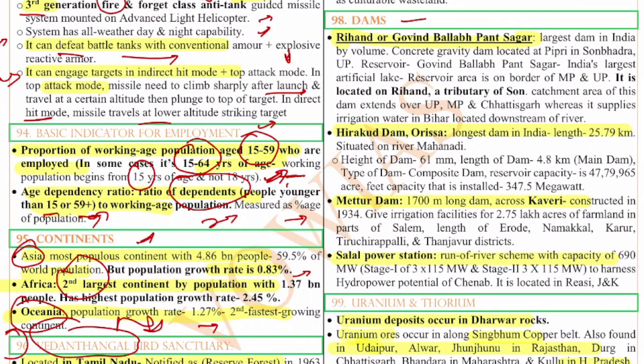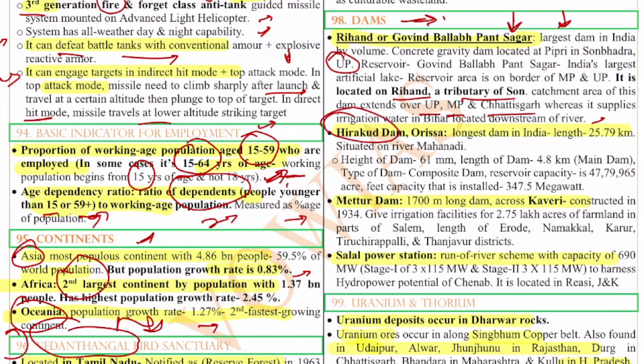Next question is with regard to dams. So the Rihand or Govind Ballabh Pant Sagar. This is the largest dam in India by volume, located in UP. It is located on the Rihand, which is a tributary of Son. The catchment area of this dam extends over UP, MP and Chhattisgarh, where it supplies irrigation water in Bihar, located downstream of the river.